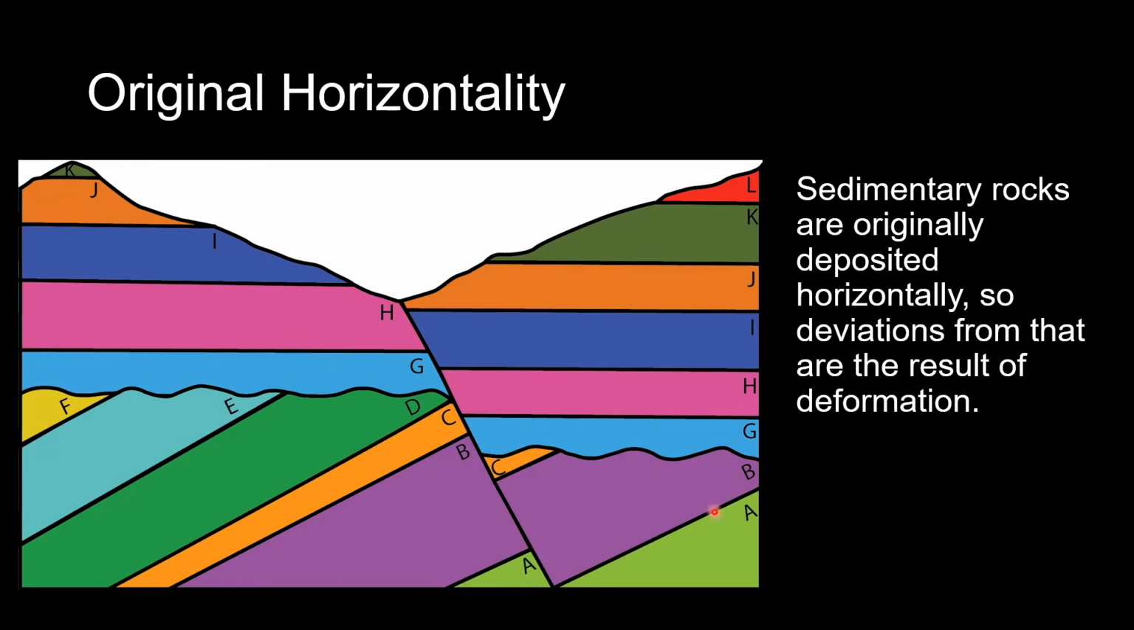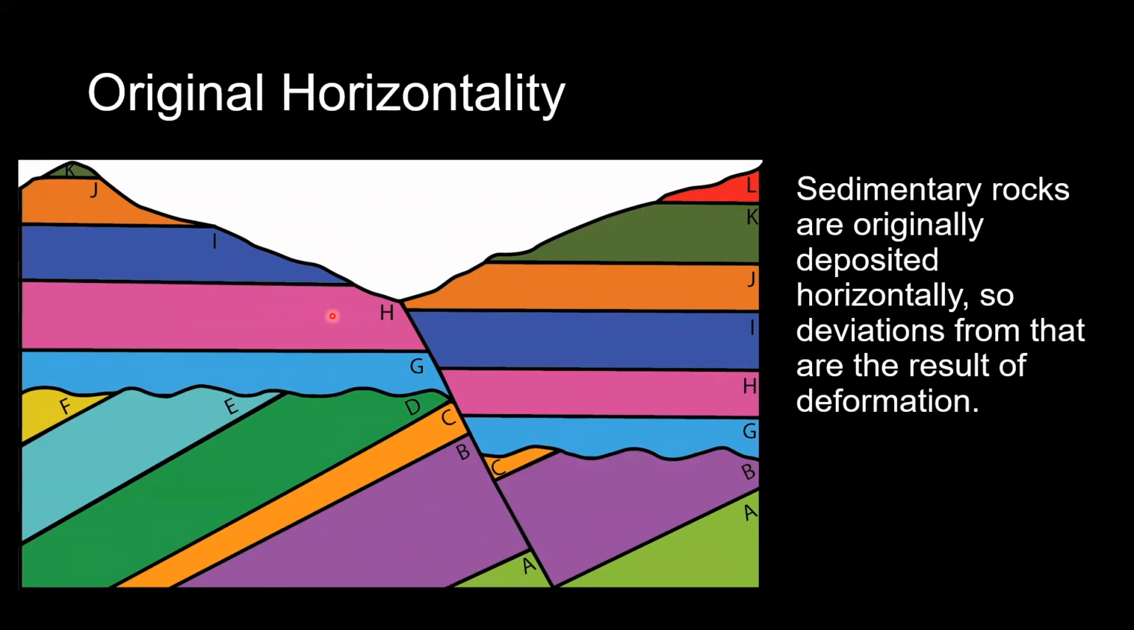So this little cartoon diagram illustrates this idea that initially A, B, C, D, E, and F would have all been deposited flat, but at some point they got tilted, and then what we call an unconformity formed on top of them, and then more flat stuff was deposited, G, H, I, J, K, and L. And then ultimately a fault has gone through and offset all of those units.